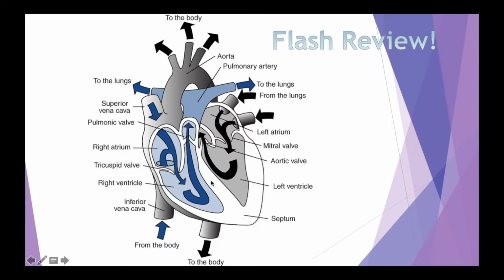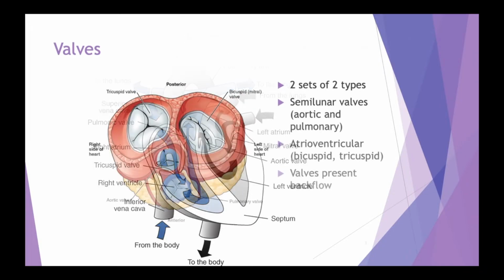Important things to note: the left ventricle is the thickest area of myocardium because in one push, in one contraction, it has to pump that blood all the way down through the body. And likewise, the mitral valve, also known as the bicuspid valve, and the tricuspid valve are atrioventricular valves. They sit in between the atria and the ventricles. And the pulmonic valve, or pulmonary valve, and the aortic valve are known as semilunar valves.